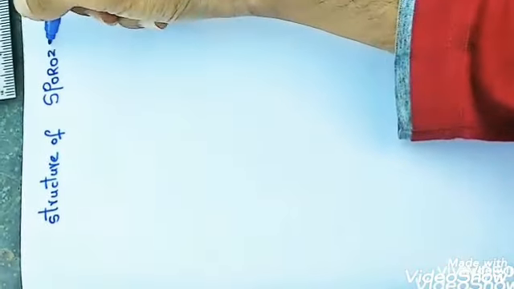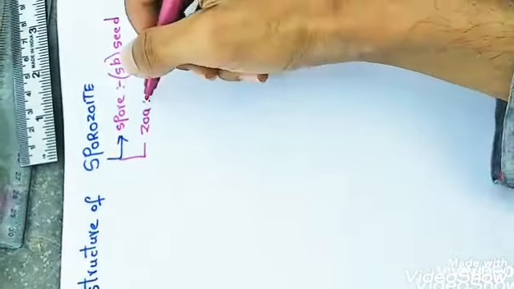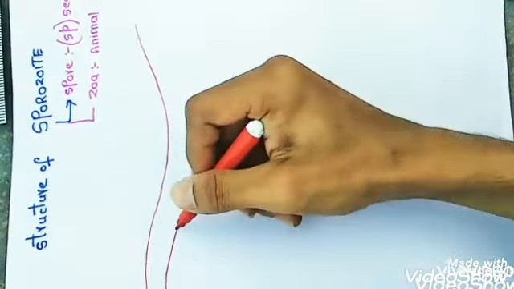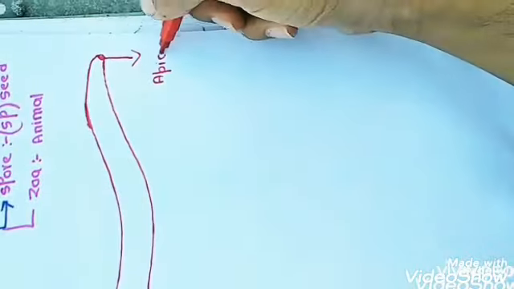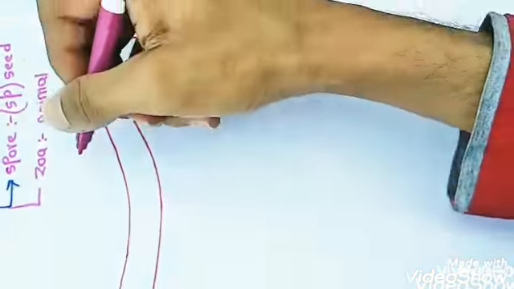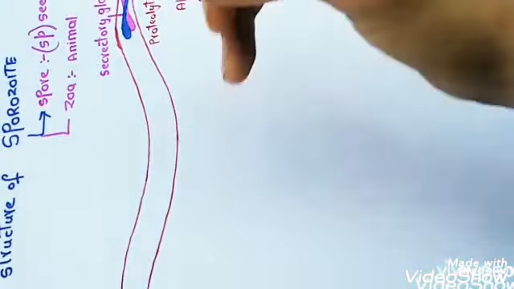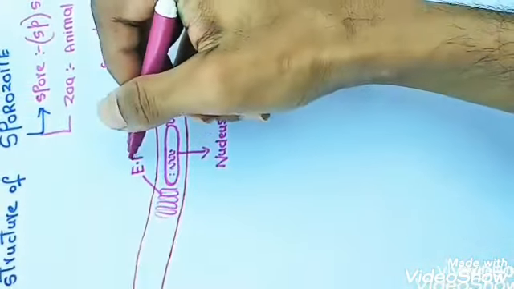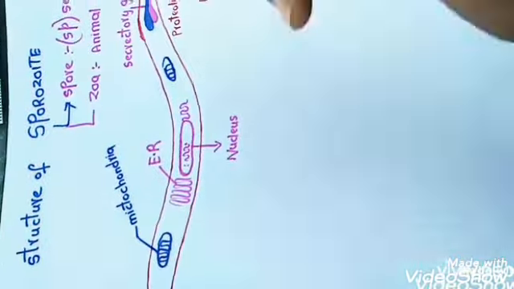Let us see the structure of the sporozoite, which is the infective stage. Here, spore means seed and zoa means animal, a spore-like animal. It is elongated in shape, pointed at both ends. At the anterior end, it contains a depression called the apical cup, which contains two secretory glands, and these secrete cytolytic or proteolytic enzymes. At the middle, it contains a nucleus attached with endoplasmic reticulum. It also contains mitochondria, which deal with aerobic respiration.